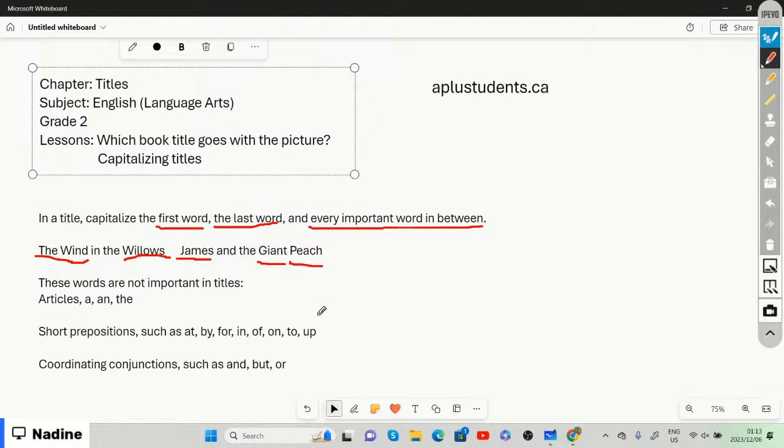The is an article, so either a, an, or the. Those are articles, so that is also not important. So remember, articles, prepositions, as well as coordinating conjunctions, we do not capitalize. They are not seen as important, especially within a title.